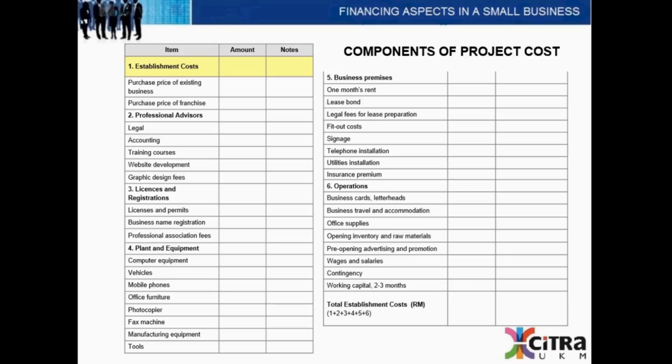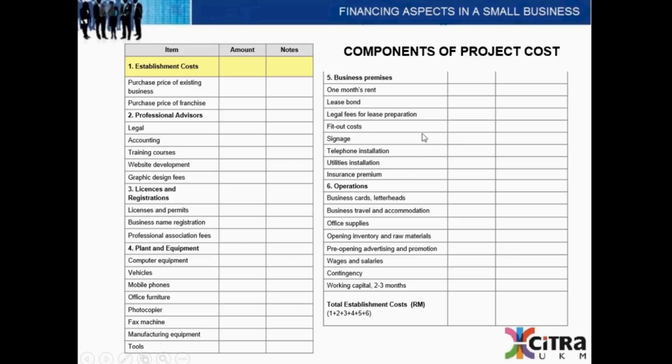Number four are the plant and equipment costs, which can be inclusive of computer equipment, vehicles, mobile phones, and some of them can be fixed, and some of these plant and equipment costs can be variables.